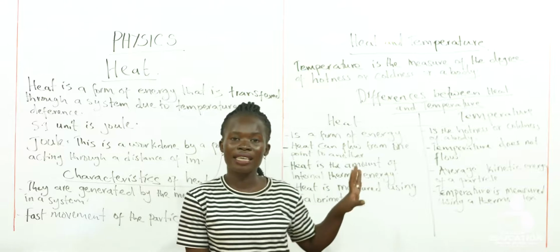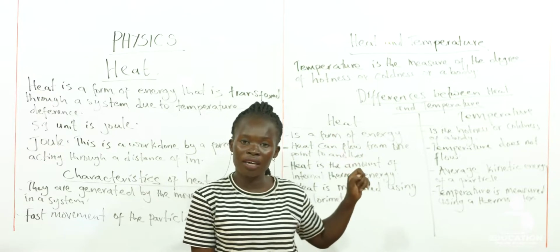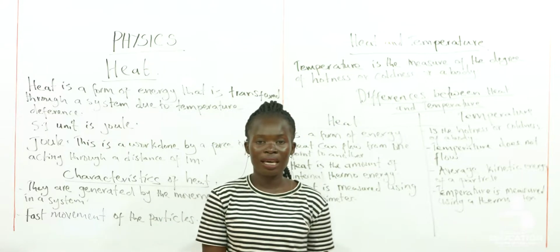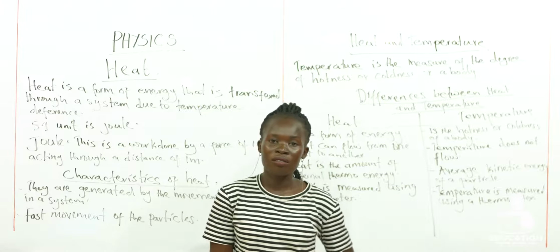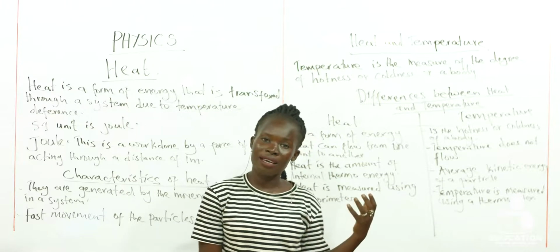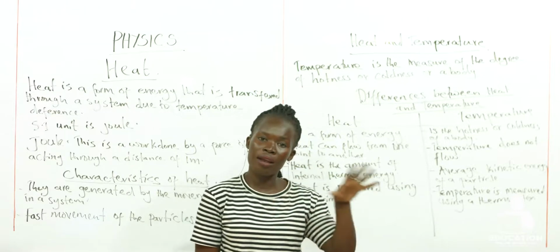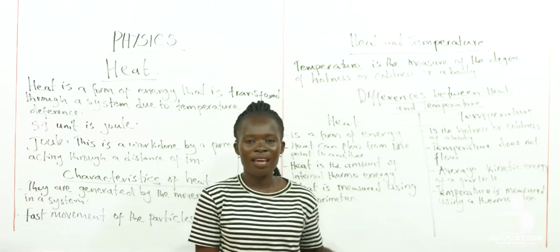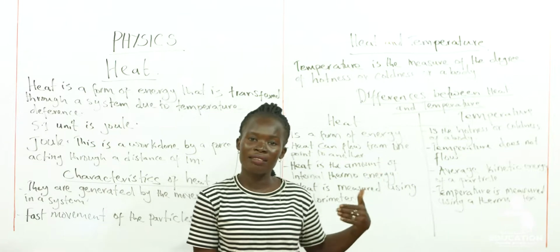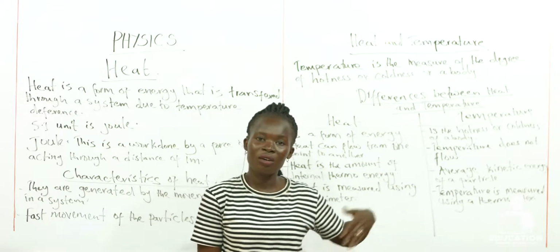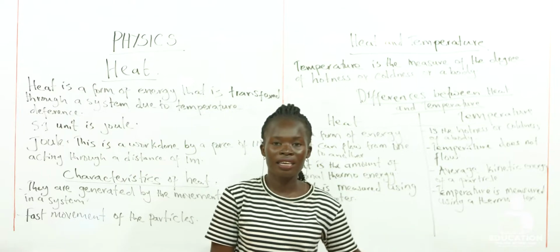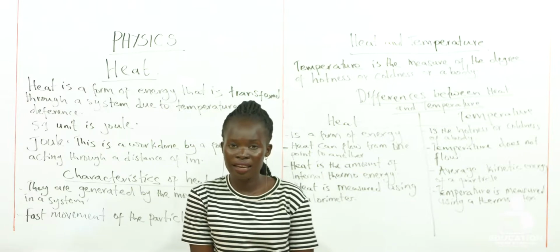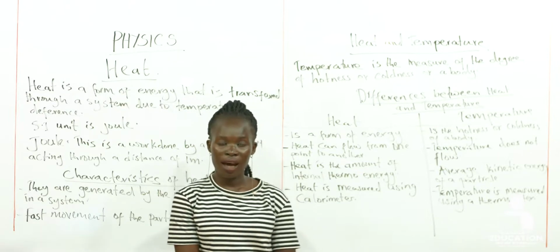Even though we said they have their common thing, which is the kinetic energy of the particles, it still doesn't make heat temperature, because heat takes the whole kinetic energy of the body. But temperature only takes part of the kinetic energy. That's why we are saying it is only the average kinetic energy. So these two are actually not alike.